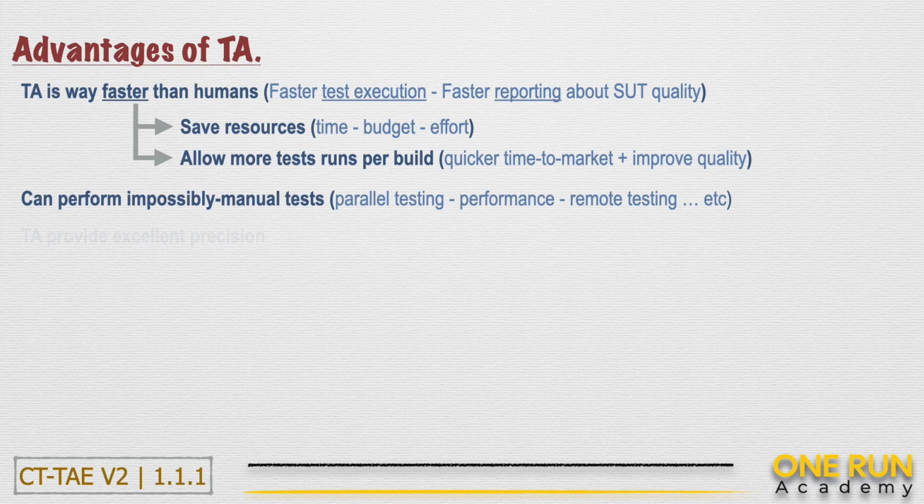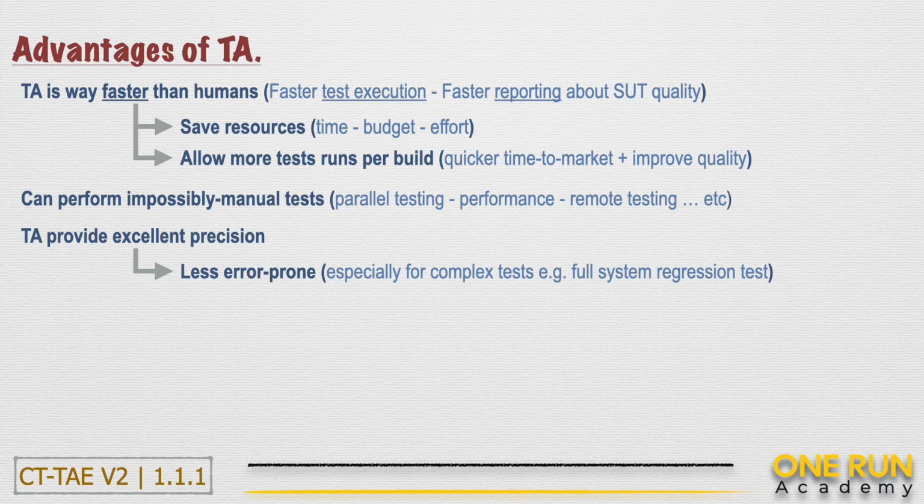Automation is also incredibly precise. It doesn't get bored, tired, distracted, or accidentally type TEH instead of THE. This precision brings two major benefits. First, automation is far less error prone, which is especially important for complex tests like full system regression testing. So imagine manually testing an entire system every time there is a minor code change. Mistakes would be inevitable here.